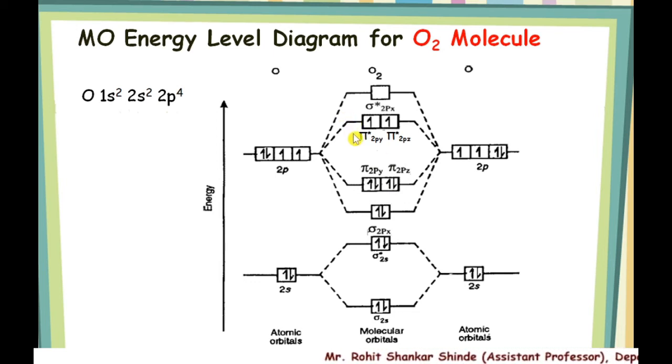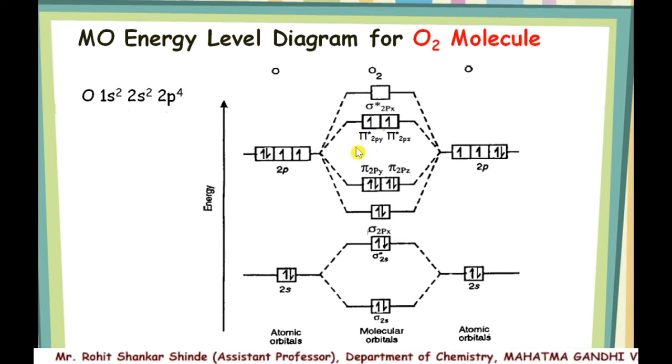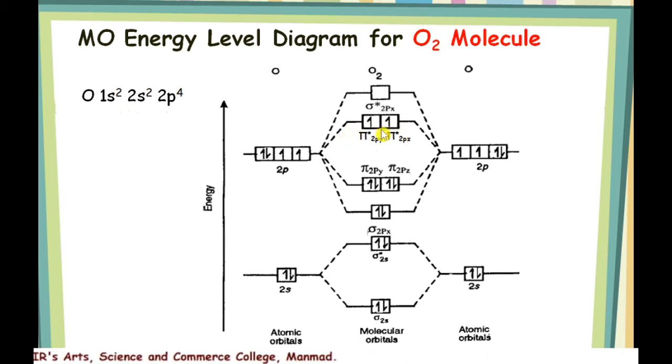The last 2 electrons occupy the anti-bonding pi star molecular orbital. One electron goes into the pi star 2py, while the other goes into the pi star 2pz molecular orbital, and these electrons have a parallel spin.